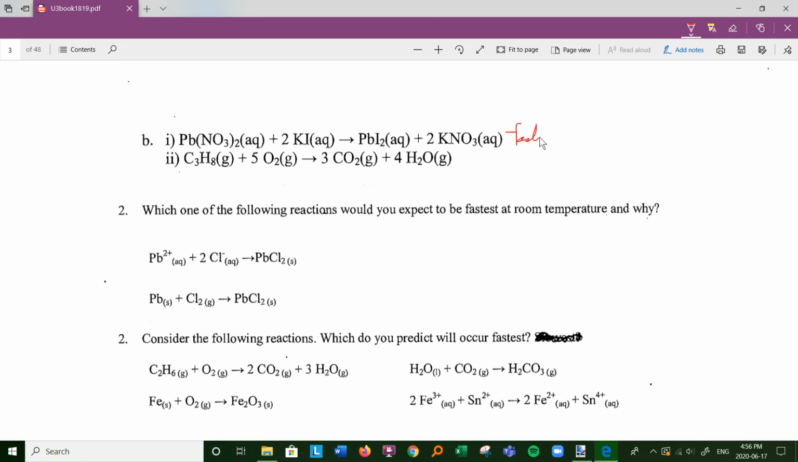Look, again, somebody say, oh, it looks like there's more stuff. Yeah, there's more stuff, but you aren't breaking any bonds. They're already in ions swimming around. In the second case, you are breaking bonds. Second one, which of these would occur faster at room temperature? Again, it would be the first one because they're already swimming around in solution, so you don't have to break bonds. The second one, you got to break the chlorine bond there.